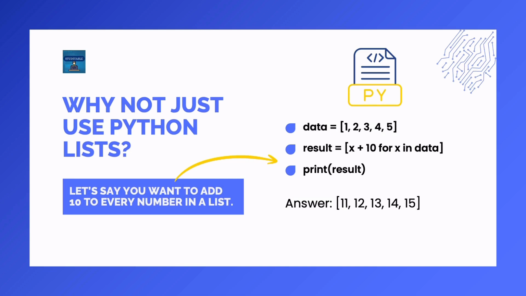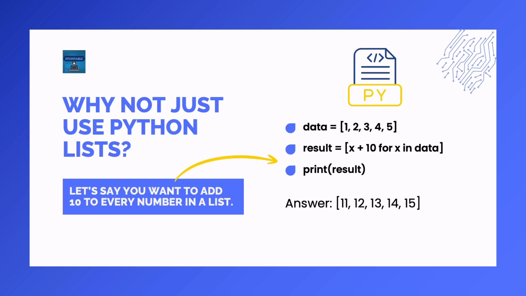But if you have a question, okay, why should I use NumPy? If I have a Python list, why not go ahead with that? This will also do the same thing as what NumPy will do. So let's just see an example. Why not just use a Python list? Let's say that you want to add 10 to every number in a list.